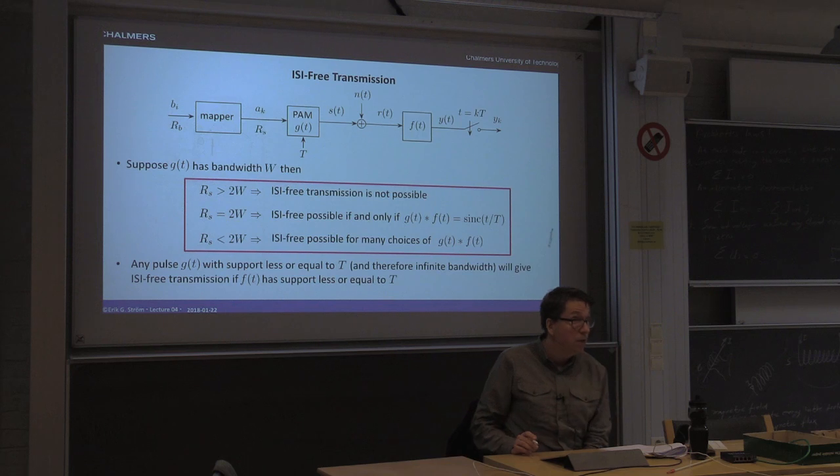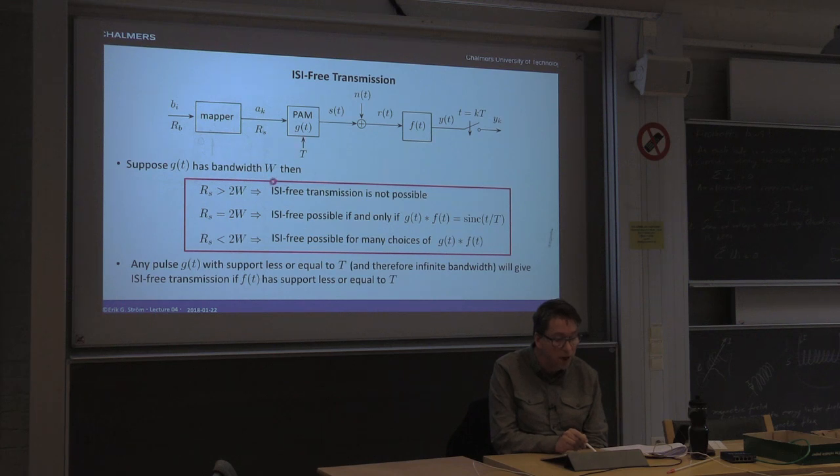According to the bandwidth definition that we use here. Okay, but suppose it has a bandwidth W. We have selected G here to have a certain bandwidth. Then the question we ask ourselves: when can we have inter-symbol interference-free transmission? And the following result that we will show soon follows. It has actually to do with the symbol rate.